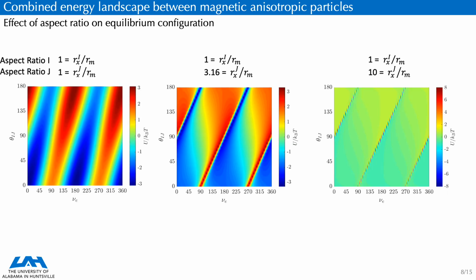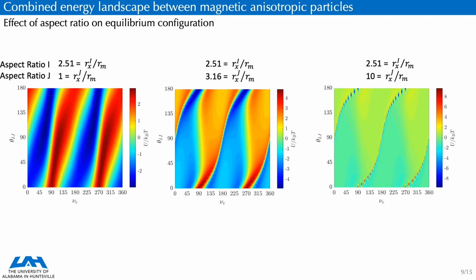Here we have a couple different combined energy landscapes, all with the center particle, particle I, having an aspect ratio of 1, or being a sphere. And as you can see, going left to right, as the aspect ratio of particle J increases, the equilibrium configuration becomes more specific as we go from having this large region of blue to these smaller circles of dark blue.